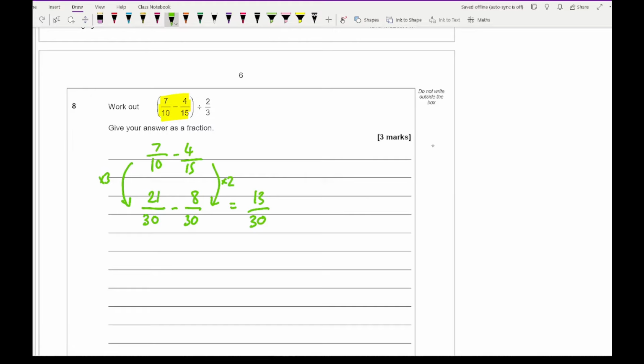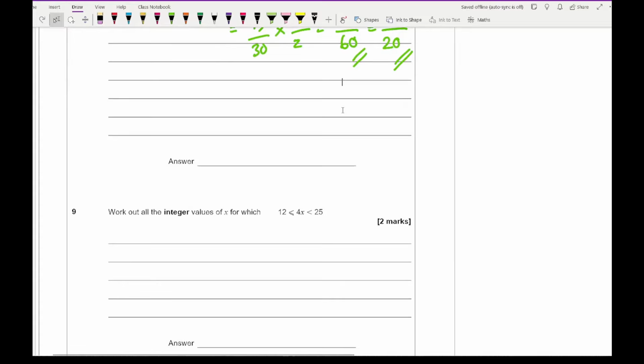I then want to divide that by 2/3. So I divide that by 2/3, in which the rule of when you're dividing fractions is you flip the second fraction and turn it into a multiply. So 13 times 3 is 39, and 30 times 2 is 60. And then we can simplify that by dividing by 3. So that becomes 13 over 20, and that's there. So either of those two answers will be absolutely fine, because the question doesn't specify for us to simplify the fraction.